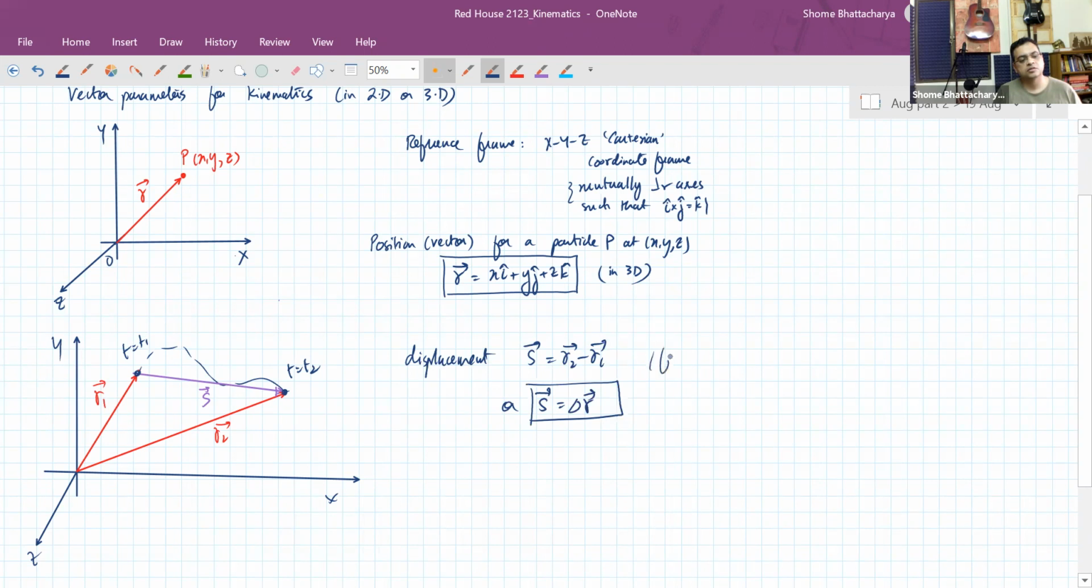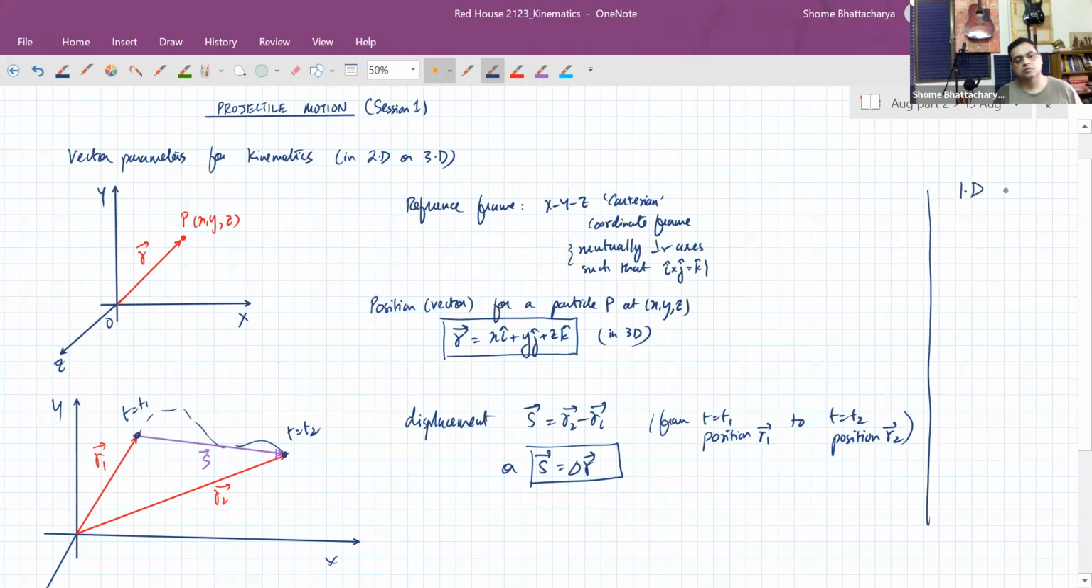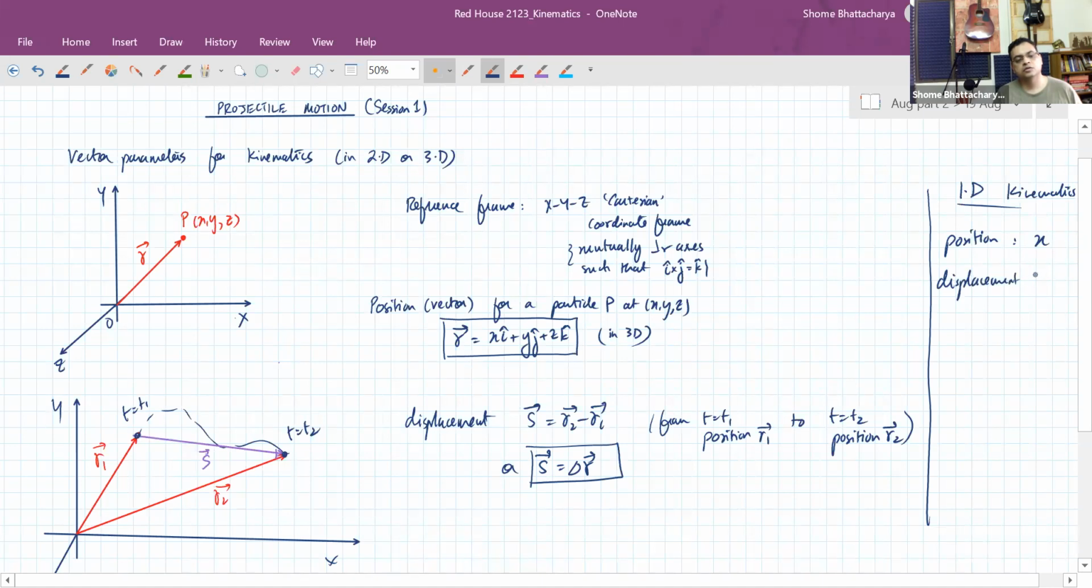So this is displacement from t equal to t1, when the position was r1, to t equal to t2, when the position is r2. If you compare this with 1D kinematics, position was defined by just a coordinate, so it was a scalar notation. Displacement was therefore delta x, or S was x2 minus x1. Now in 2 and 3-dimensional kinematics, this becomes a vector notation. The position is defined by the vector quantity R, which has all three components in general for 3-dimensional x, y, and z. Accordingly, the displacement is the vector difference of the final position minus the initial position.